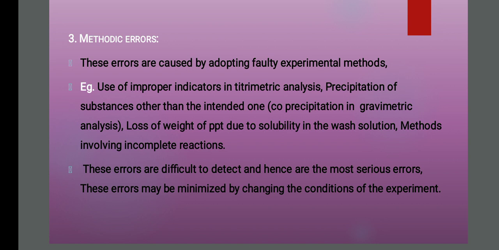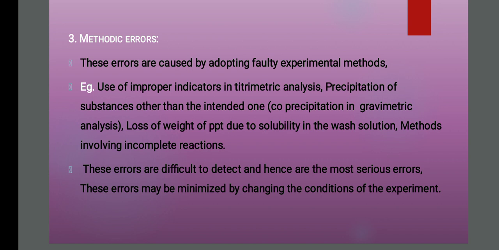Is it clear? So we have seen 3 errors. Initially, in experimental results, there are 2 types of errors. First one is determinate or systematic error. Second one is indeterminate error, otherwise called random error. Coming to determinate error, we have 3 types: instrumental error, operative error, and methodic error.